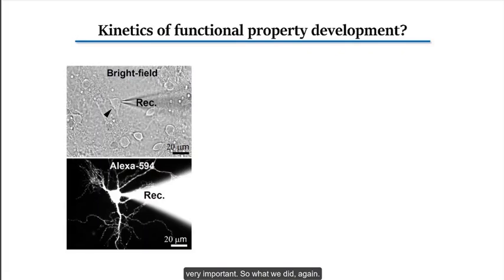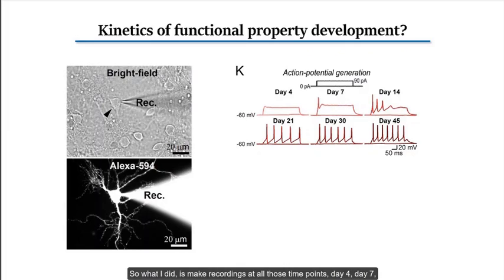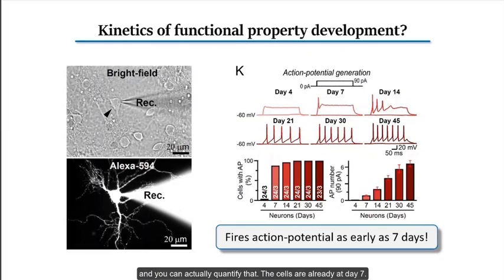What about the kinetics of functional properties? That is also very important. So what I did was make recordings at all those developmental time points, day 4, day 7, 14, all the way to day 45. As you can see, the cells are firing more and more, and you can quantify that. At day 7, all the cells are firing action potentials. Although the number of action potentials is low, this suggests that at day 7 near 100% of cells are firing action potentials. That clearly suggests the cells are becoming neurons very fast with this transcription. However, they continue to mature more and more over time.